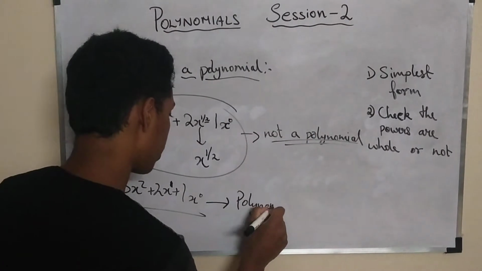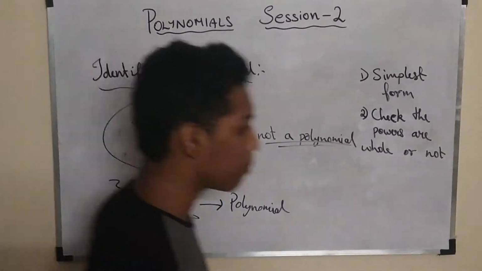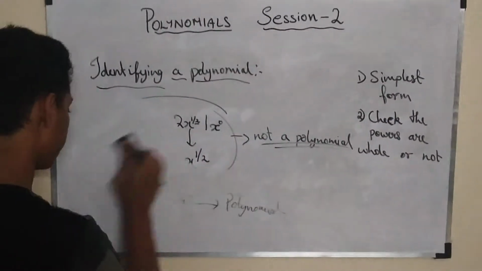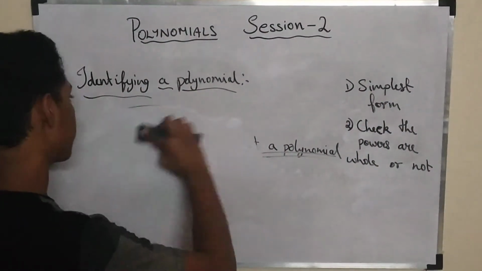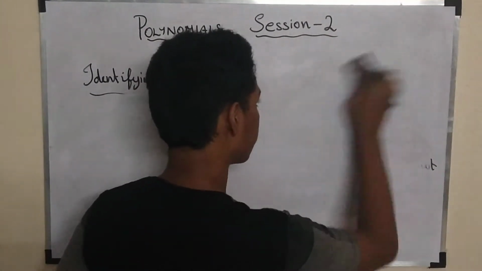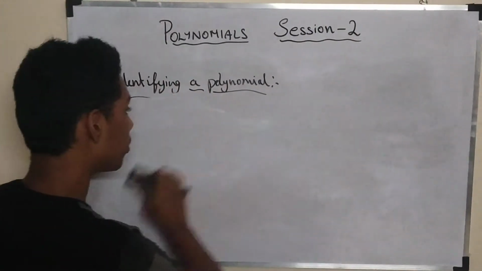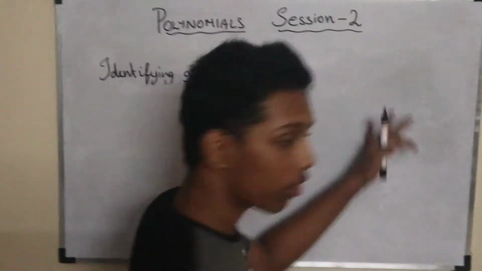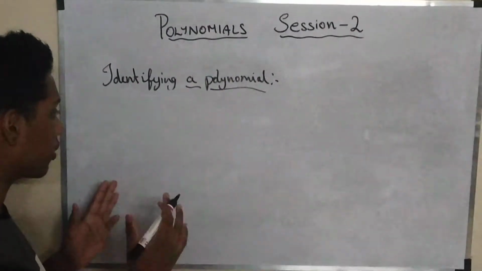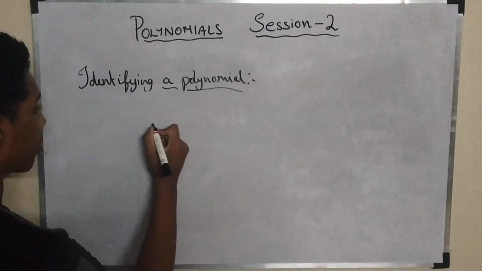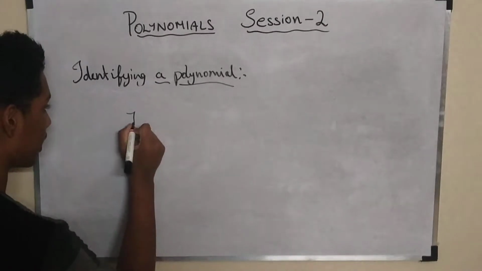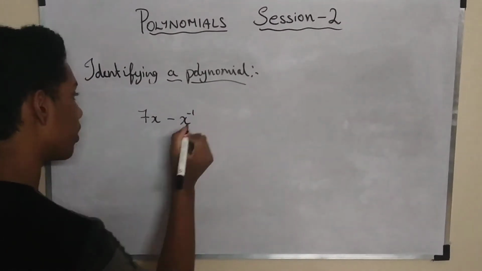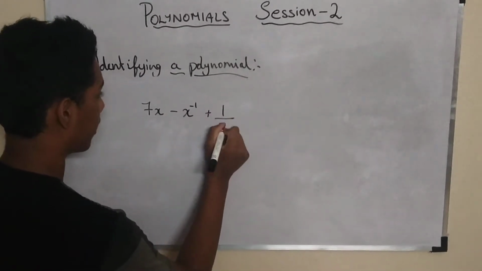Now let me give you a few examples which are not polynomials. So I'm sure you remember the rules, right? The first step and the second step. First let me give you a problem. Let's say 7x minus x power minus 1 plus 1 by x. Right? This is the given polynomial.